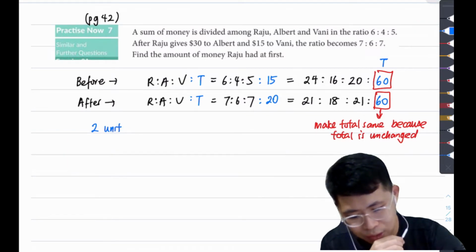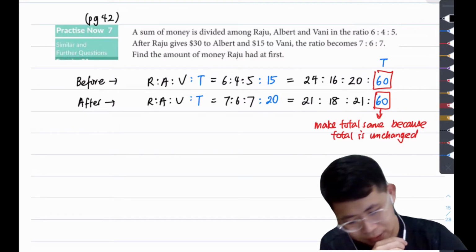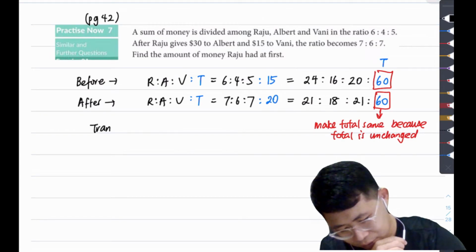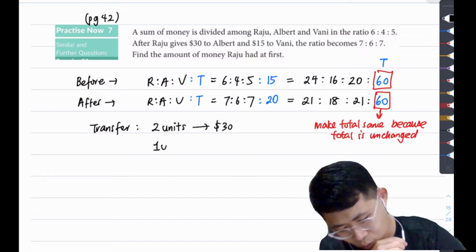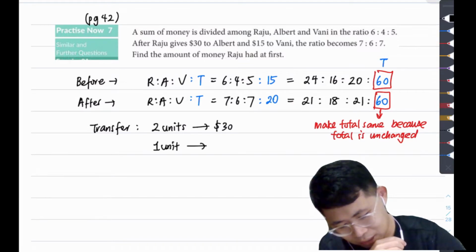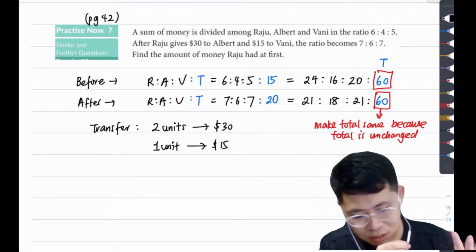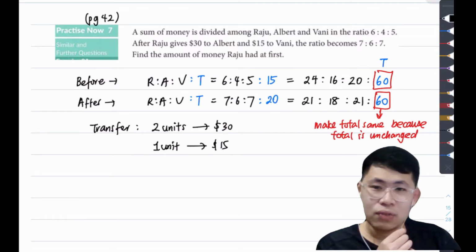Okay, wait, sorry, the transfer. Okay, let me look for the transfer. Right, so let me write the transfer then. Okay, transfer. So 2 units would be $30. So one unit is $15, right? So if you want to use the Vani one, 1 unit is $15.